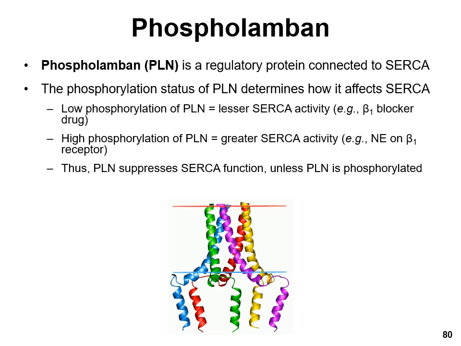Again, that means when you're having a lot of adrenaline, your heart will relax faster and it'll contract faster, right? The entire cycle is faster. So please understand that phospholamban normally suppresses SERCA unless phospholamban is phosphorylated.